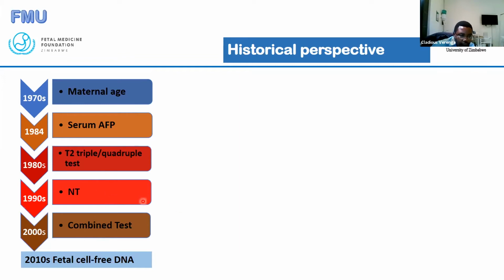So having discovered that, the nuchal translucency on its own was still picking about 65 babies out of 100, which is about 65%, and it was not good enough. So then came the combined test.